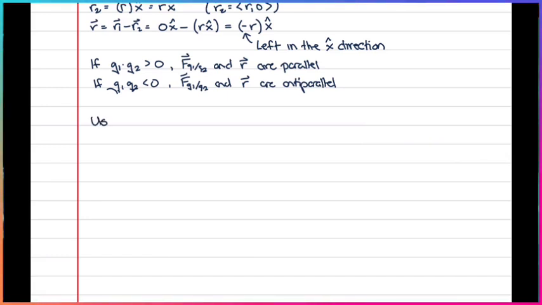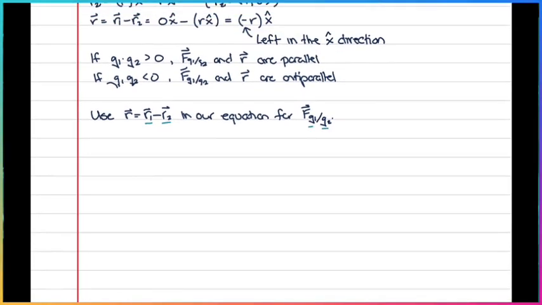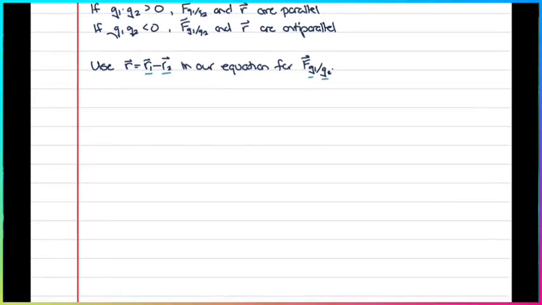So we're going to use R equals R1 minus R2 in our equation for the force on Q1 from Q2. And what I like here is the symmetry: you have Q1 first, Q2 second, and then the position of Q1 first, the position of Q2 second. So the formula I'm coming up with is going to have a nice symmetry to it, which makes it easier to remember.